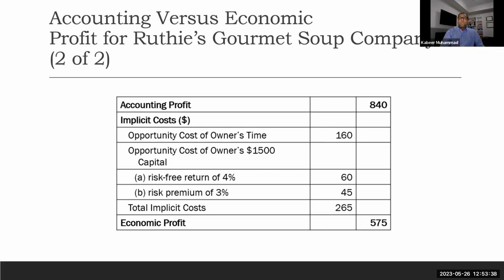And in this way we see that there is an economic profit of 575. So I hope you understand the difference between accounting profit and economic profit.